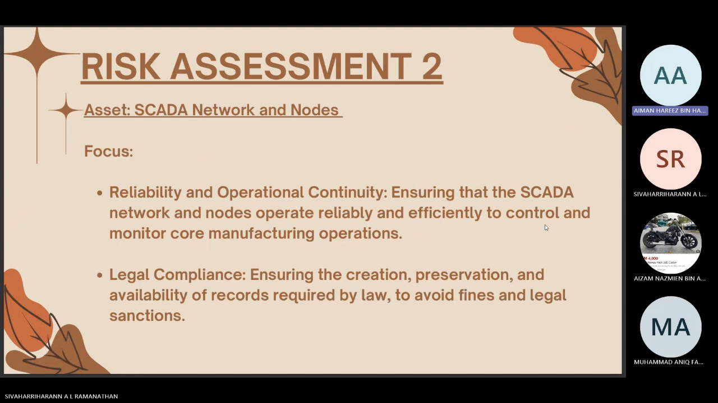Moving on to the last risk assessment, the last asset from the key assets is Microsoft Teams usage for business communications.